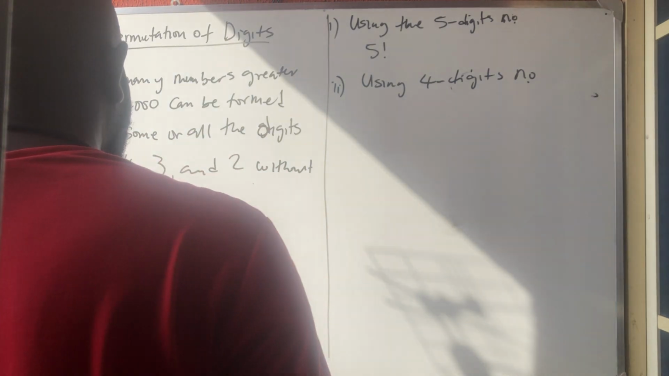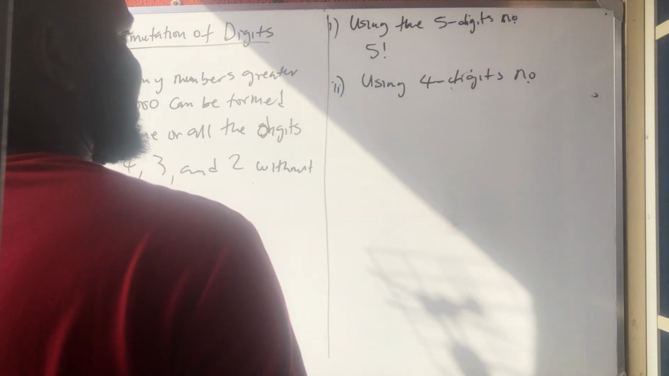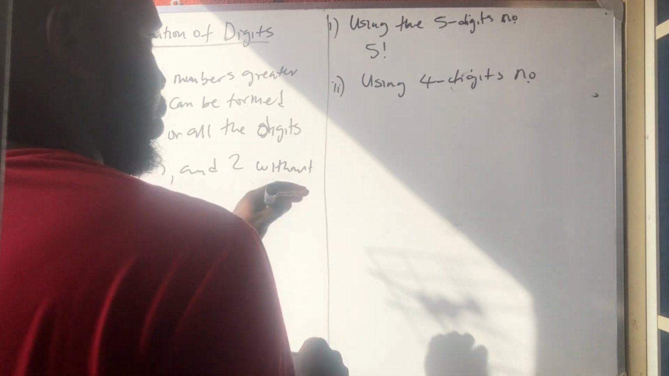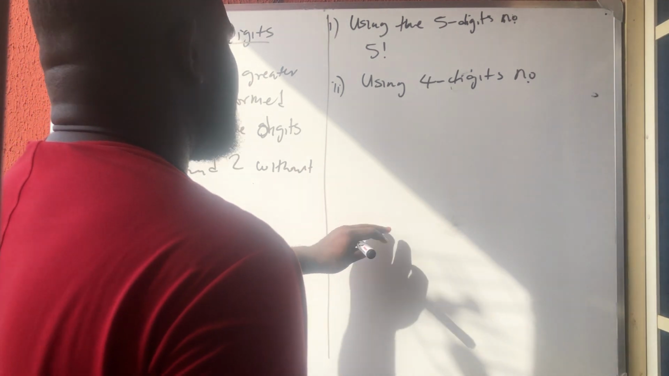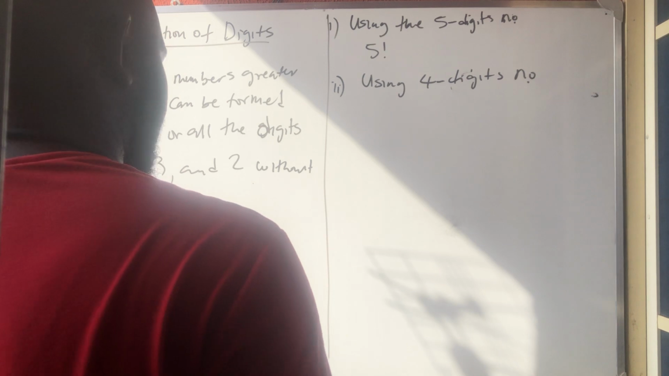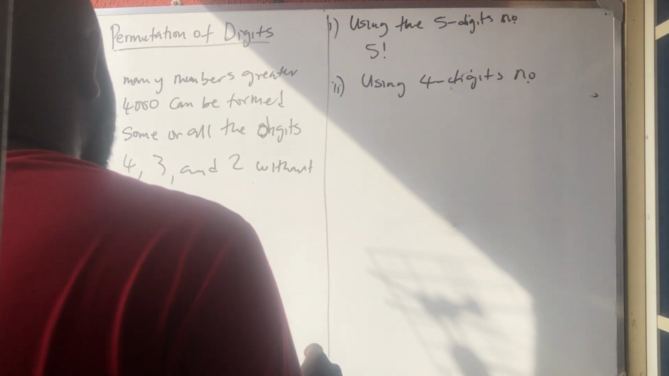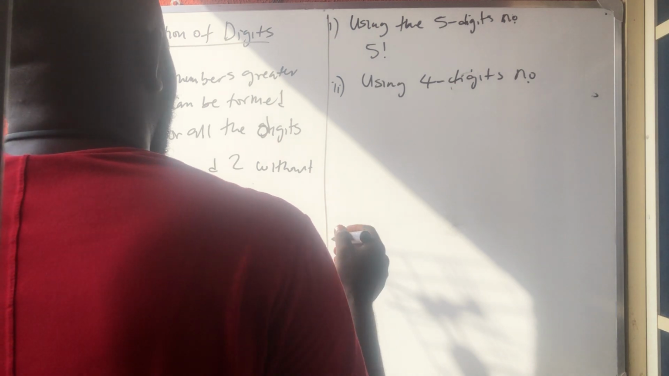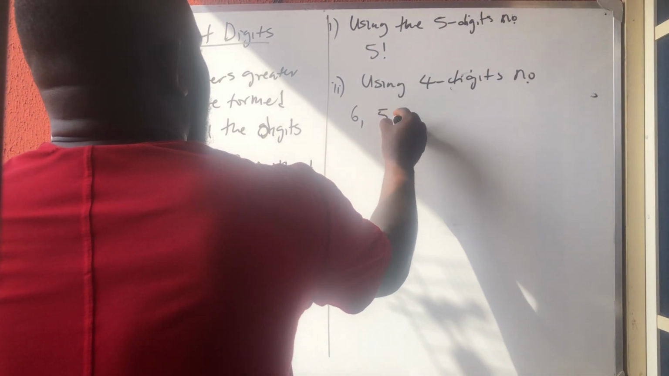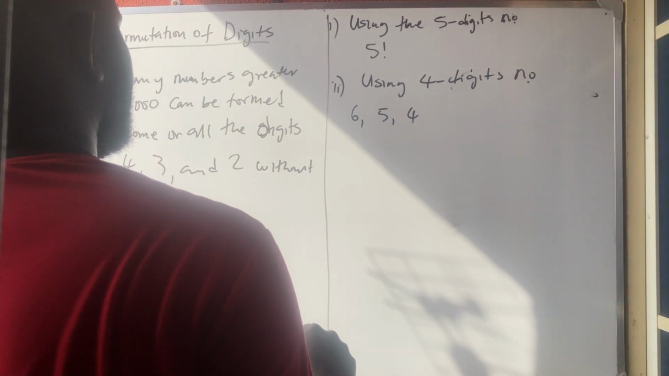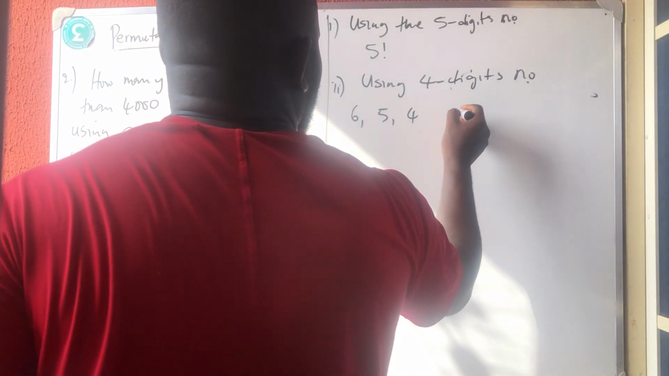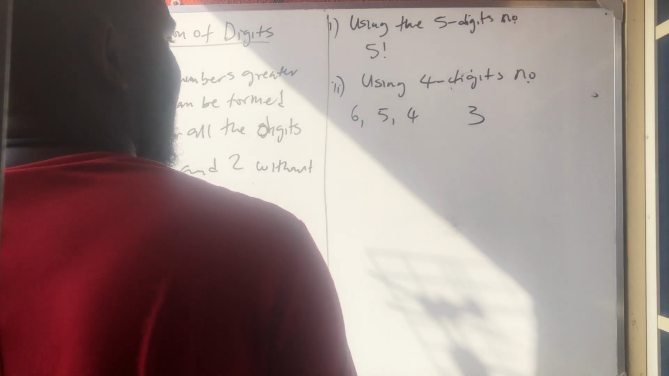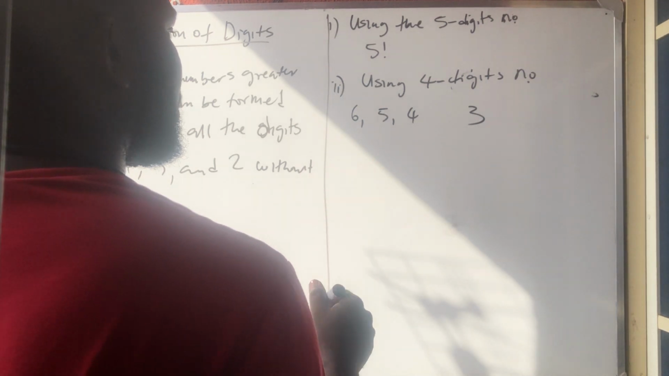Now if we want to use a 4-digit number that is greater than 4,000, we can. I hope you know we cannot do 3 because there is no 3-digit number that can be greater than 4,000. For the first number we cannot use 1 and 2. We can only use 6, 5, and 4, which is just 3 choices. That's to form the first one, and there is no repetition.